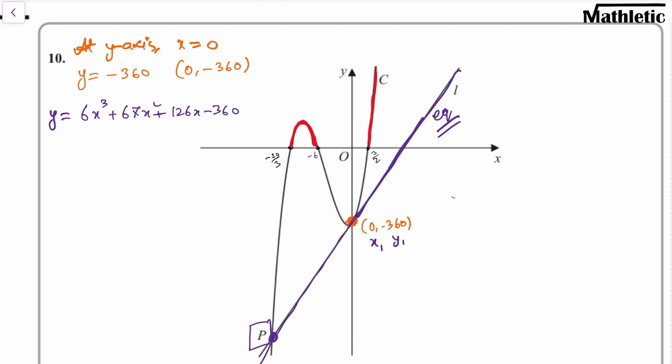So we need to find the gradient. For that we will find dy by dx. From here you get 3x squared, 6 times 7, 2x, 126, and this becomes 0. So dy by dx is 18x squared, 134x, 126.